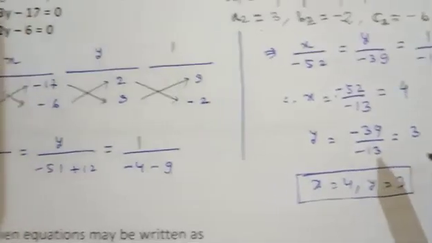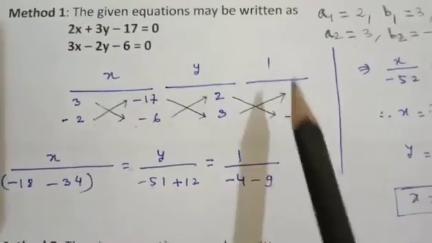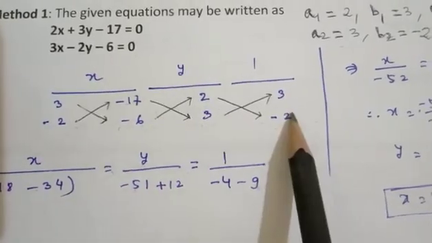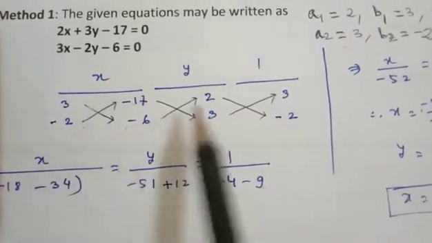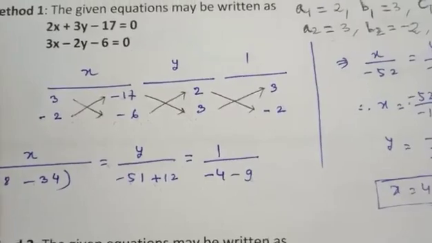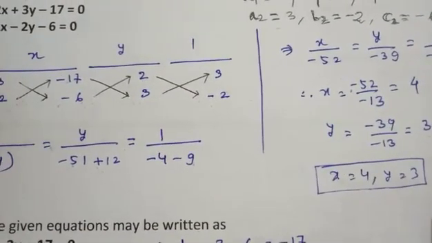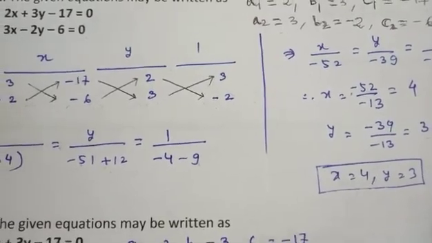Now in this method, I have used the concept of the diagram. I have copied the values according to the diagram. Then we have gone for the cross multiplication, and then we have got the answer x as 4 and y is equal to 3. This is the method number 1.